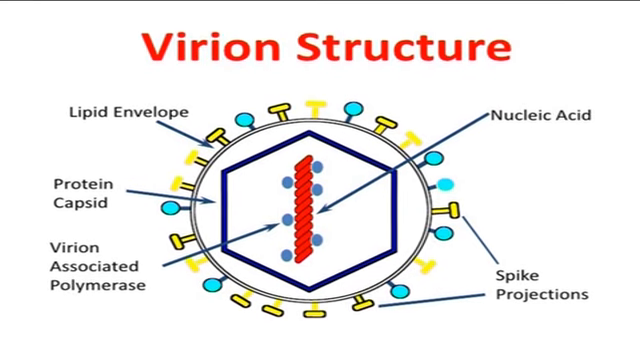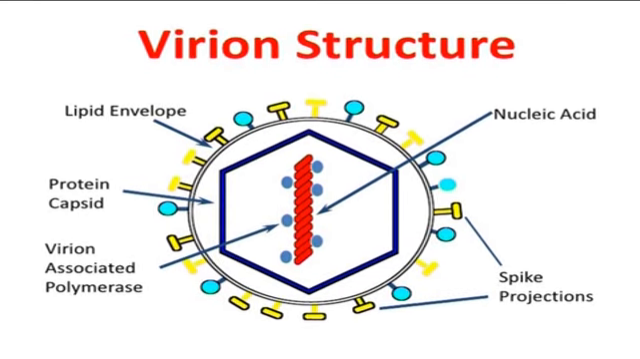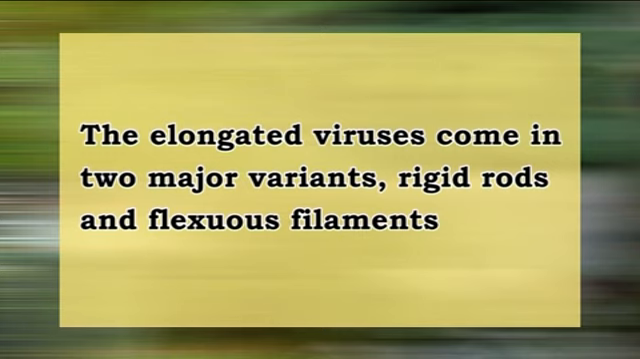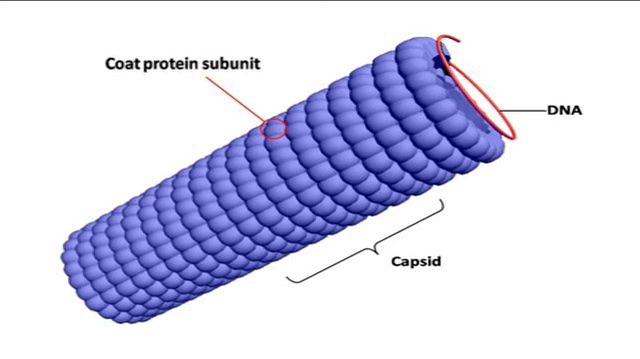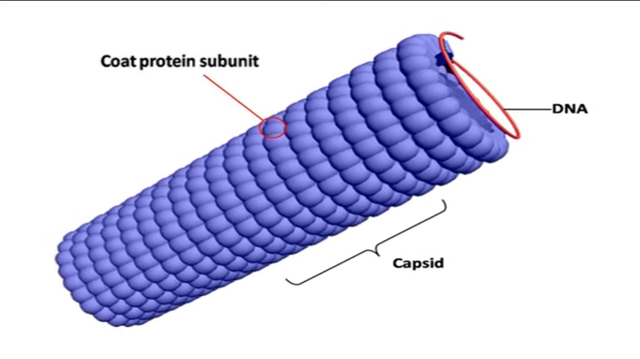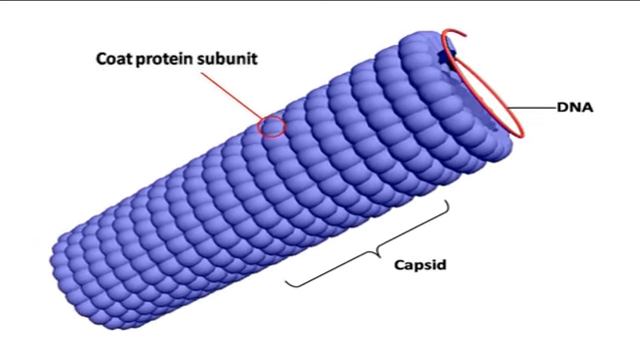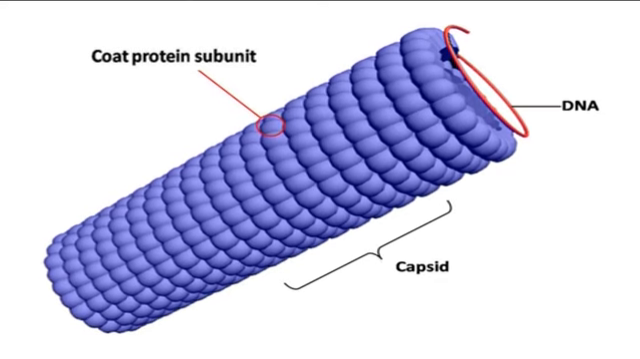The first type of virion is helical. The elongated viruses come in two major variants, rigid rods and flexuous filaments. In both of these variants, the nucleic acid is highly ordered. It assumes the same helical conformation as the proteinaceous capsid.